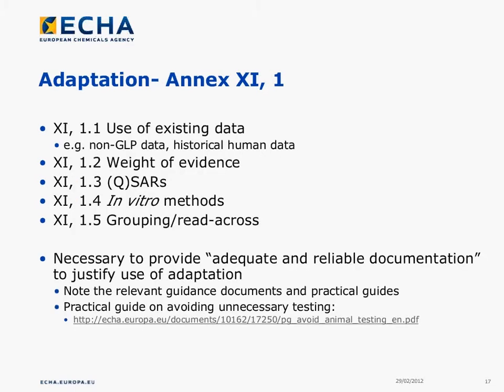I cover a little bit about Annex 11, Part 1. There are a variety of options that are available to you, and these include the use of existing data. You may have existing data which is historically available, which isn't performed to good laboratory practice standards, historical human data. These are possible if it meets the tests of Annex 11 1.1. You can use a weight of evidence approach. You can use QSARs. You can use in vitro methods, and you can use grouping and read-across.